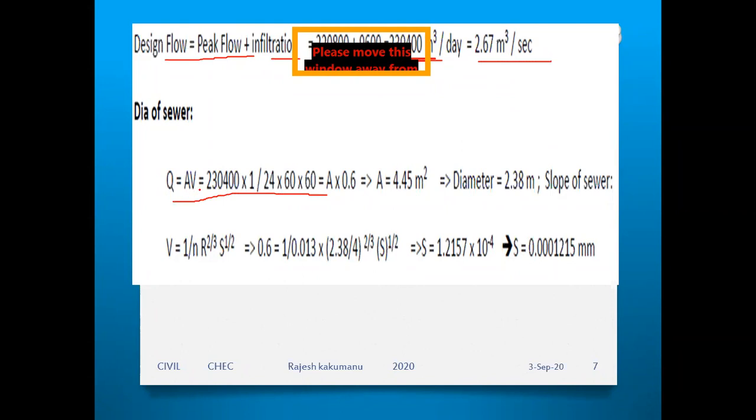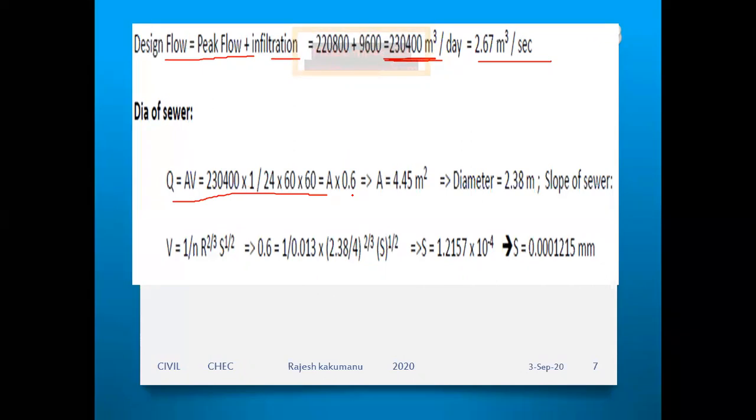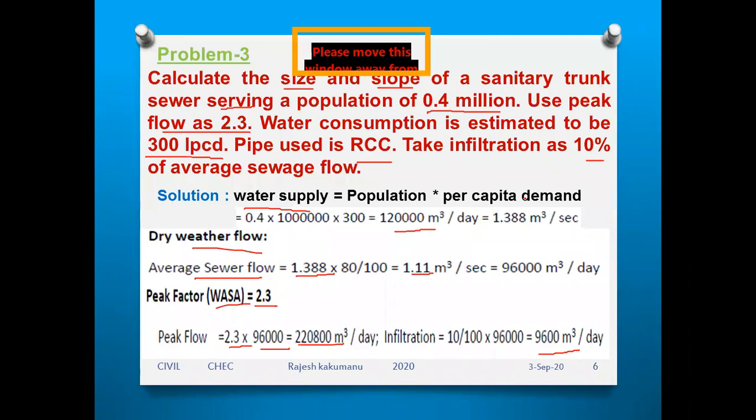Then what is the A we got? 230,400 into 1 by 24 into 60 into 60, that implies A into 0.6. That is equal to A is equal to 4.45. What is the diameter of the sewer pipe? The diameter is 2.38.